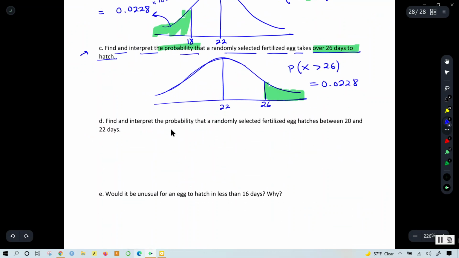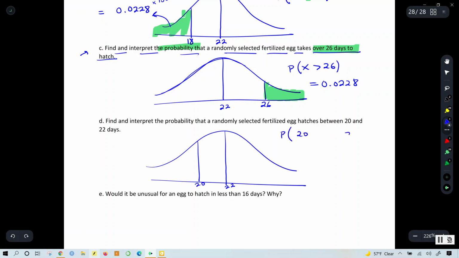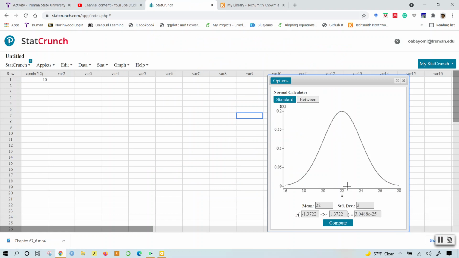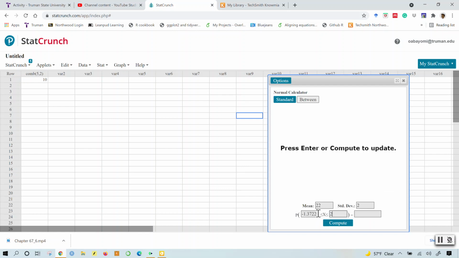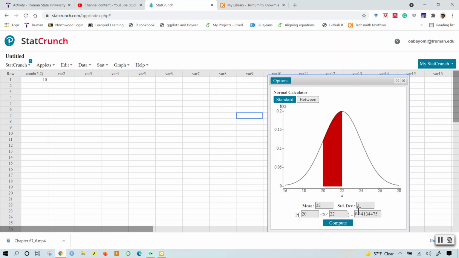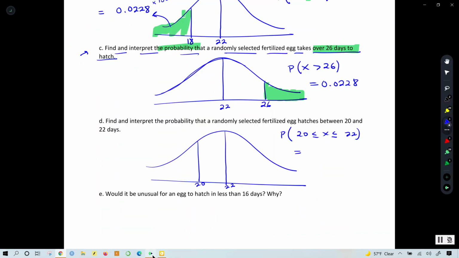And next, we have to find the probability that a randomly selected fertilized egg hatches between 20 and 22 days. So again, you have 22, you have 20. So probability between 20 and 22 will be equal to, let's see, we go here, we adjust this to between 20 and 22 days. So you have 0.3413.